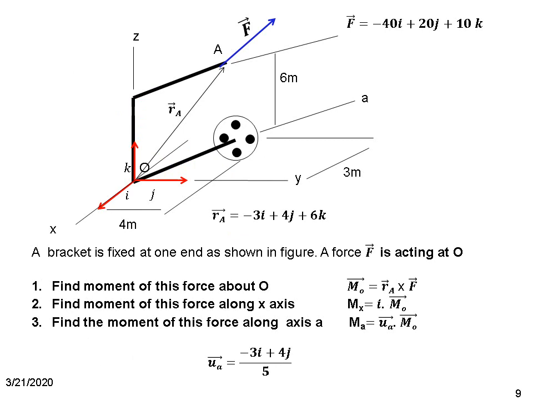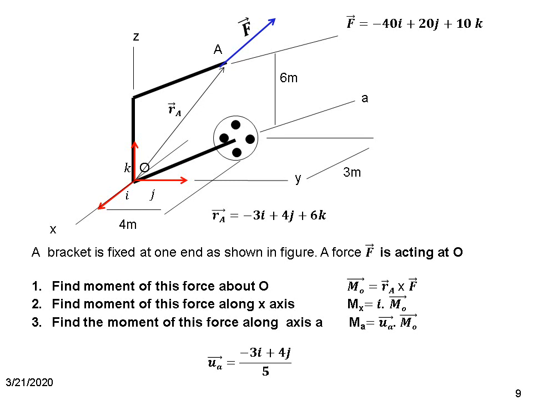One final question: again, a bracket is given, with a given force vector and the position vector of A, where the force is acting, given directly. Also given is the direction of the unit vector along an axis A, which is minus 3I plus 4J divided by 5. The question is to find the moment of this force about O. We know that it is RA cross F.